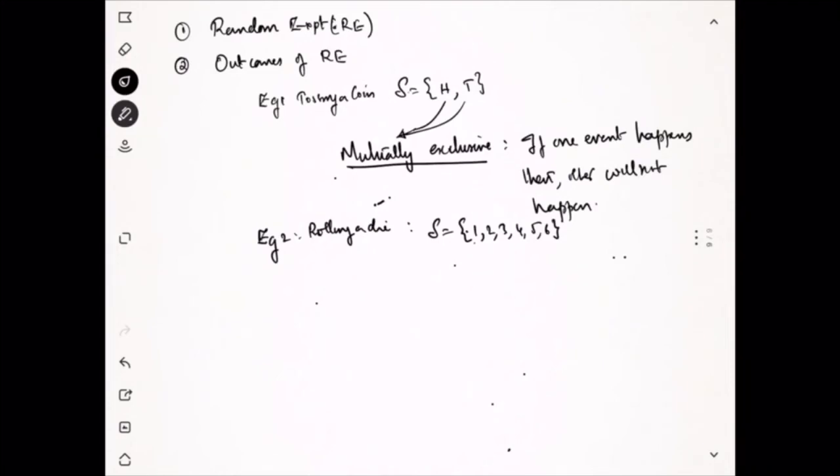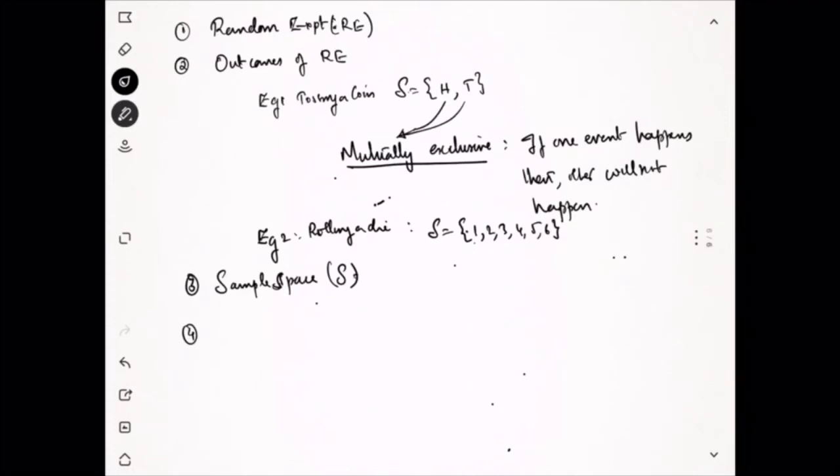So we have studied the outcomes of the random experiment. Now we have already defined the sample space. The sample space is the set of all outcomes of the random experiment. So these are the basic notions we have studied, and we have studied how we can define the probability in a simple way.